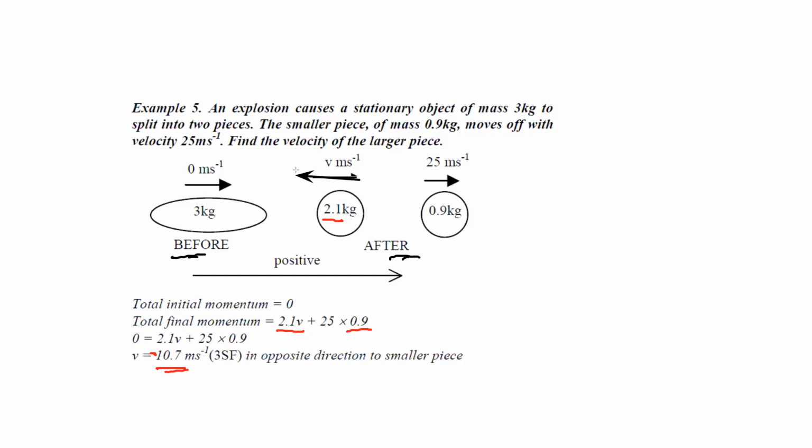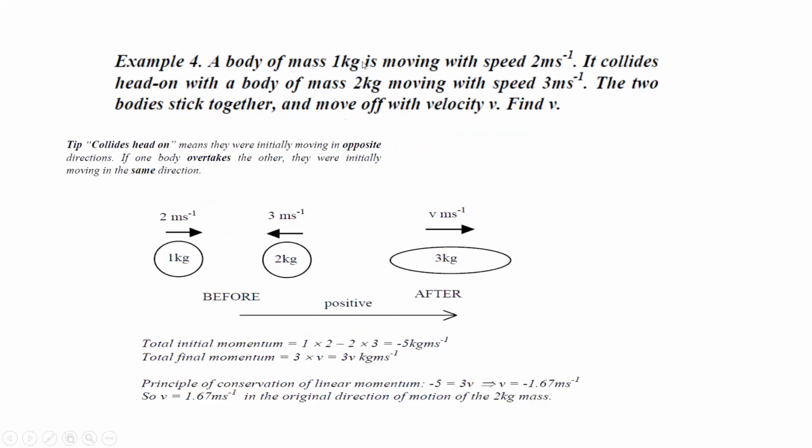An explosion caused a stationary object to split into two pieces. In the same way, a body of mass 1 kilogram moving with a speed of 2 meters per second collides head on with a mass of 2 kilograms moving with a speed of 3 meters per second. The two bodies stick together and move off. So we have to consider either they are moving towards the right or left.